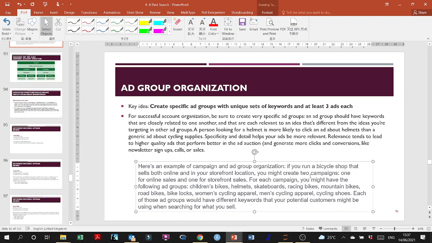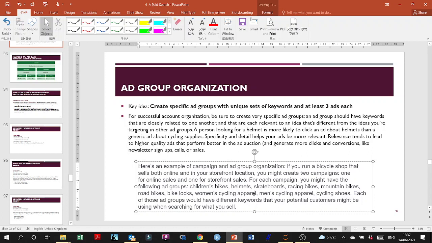And this is an example here. For example, if you run a bicycle shop that sells both online and in your storefront, you might create 2 campaigns, one for online and one for the storefront. That's correct. For each campaign, you might have the following ad groups: children's bikes, helmets, same thing, ad groups here, but these are based on different categories of your site.